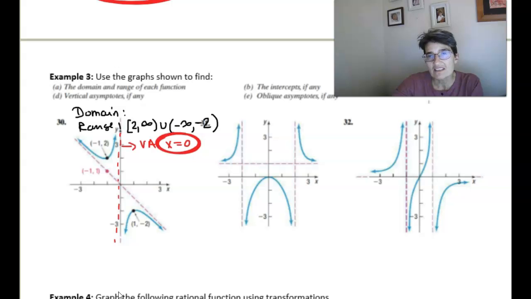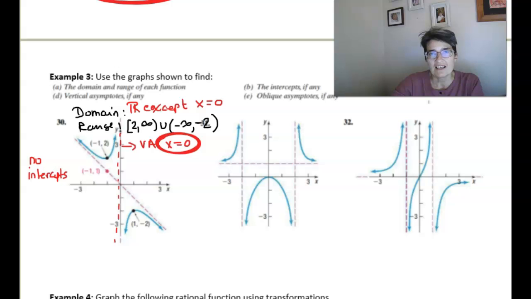All right, that means this is not part of the domain. So the domain is all the reals except for x equals 0. All right. There are no intercepts, so there are no x or y intercepts. No intercepts. The function is not crossing the x-axis or the y-axis.